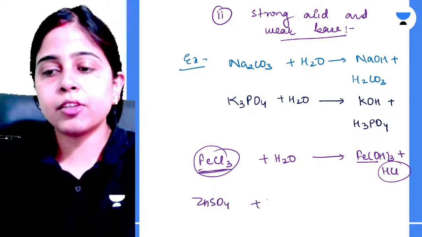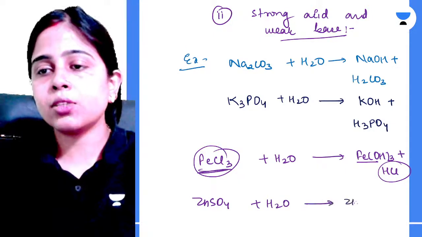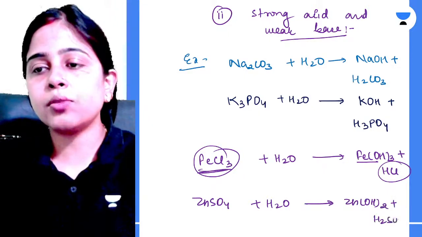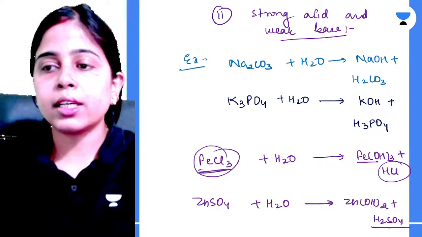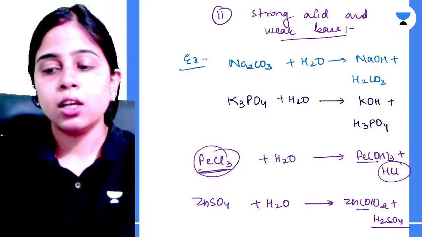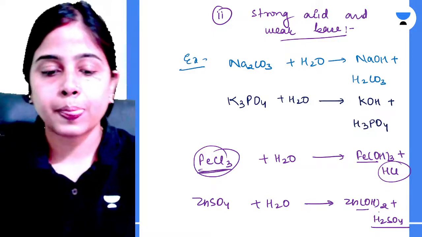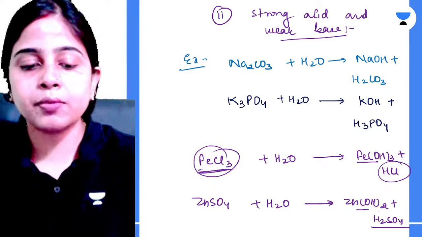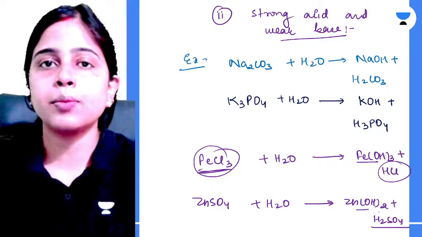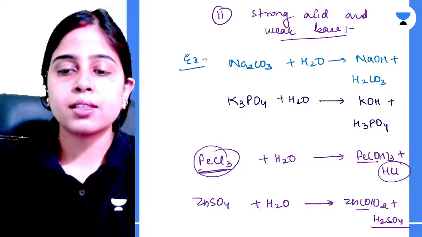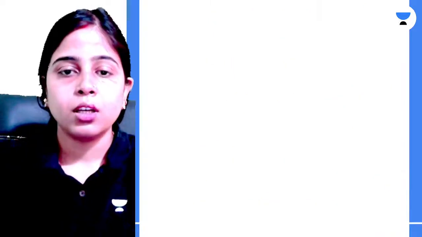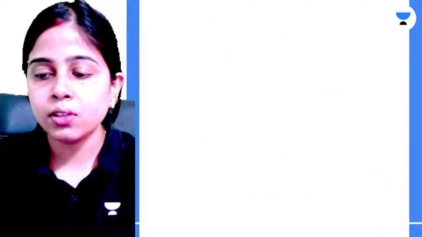Similarly, zinc sulfate, if you dissolve it in water, it produces zinc hydroxide and your H2SO4 is produced. Clear? So again, this is a weak base and strong acid. So the solution that we will obtain over here will be acidic in nature. Am I clear, all of you? Tell me first. Yes, this is the hydrolysis. Hydrolysis, that is the breaking of your salts in the presence of water to form an acidic or basic solution. Okay, I hope it is clear to all of you.